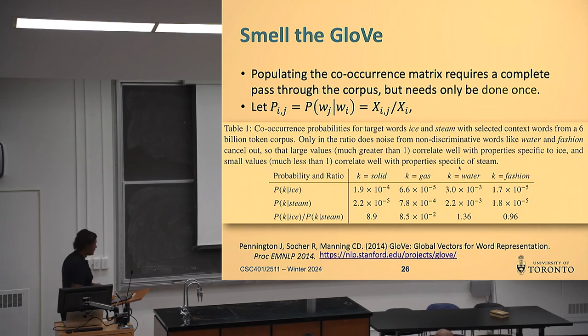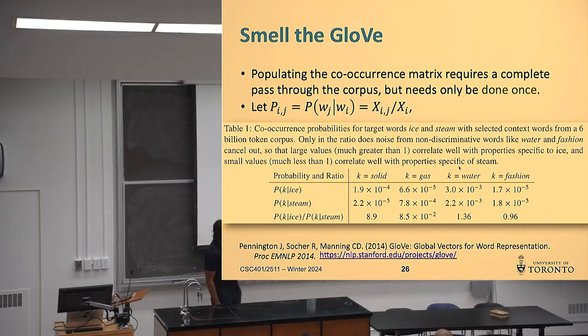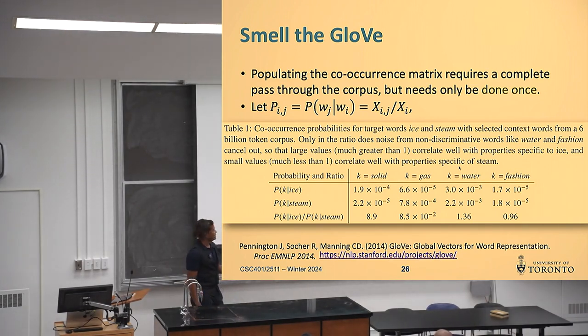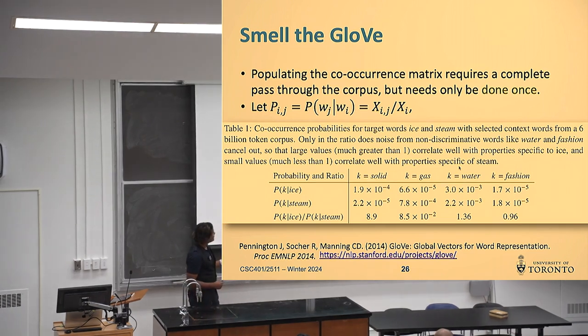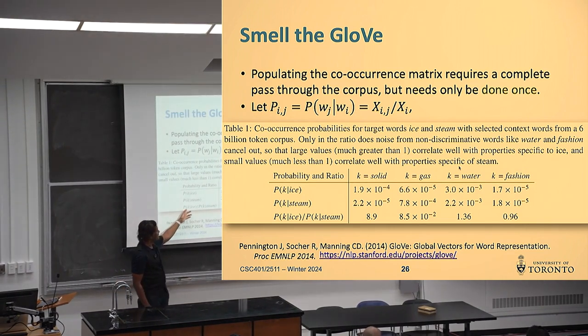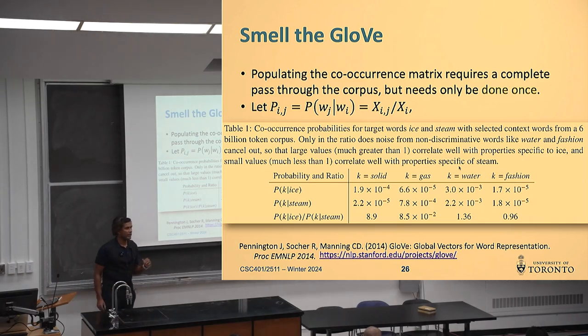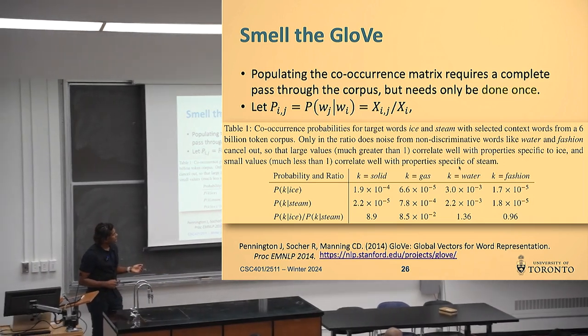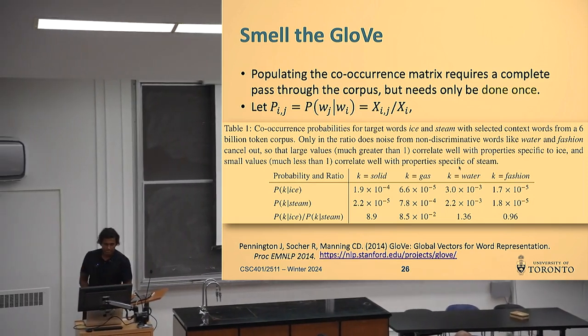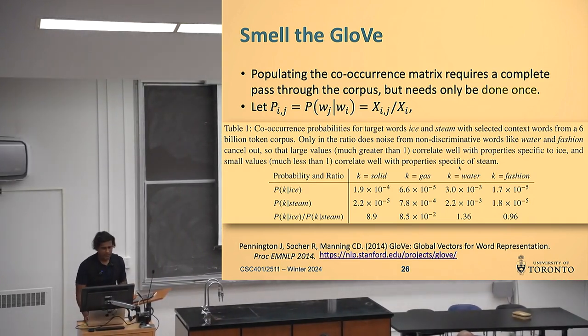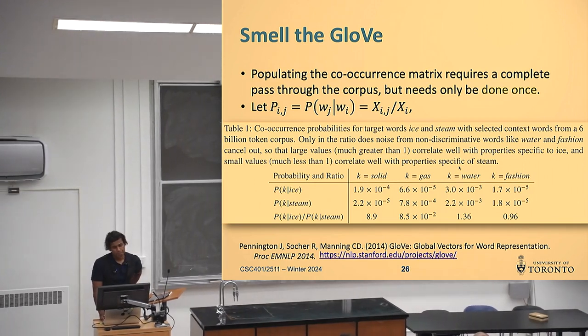In the ratio, the probability of solid given ice should be high, semantically speaking, and the probability of solid given steam should be low, right? So this ratio should be high for ice, and if you take that for steam, it should be low. And for irrelevant words like water and fashion, the ratio should be close to 1, since they don't really matter. So as you can see, in the ratio you're capturing the probability of relevant words using GloVe.